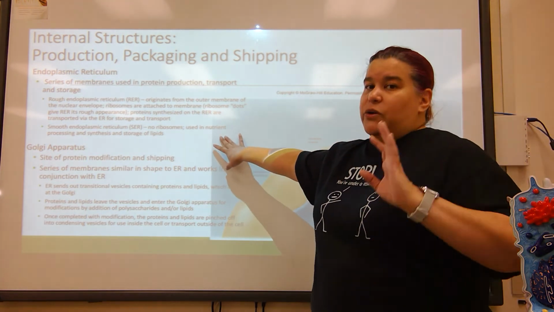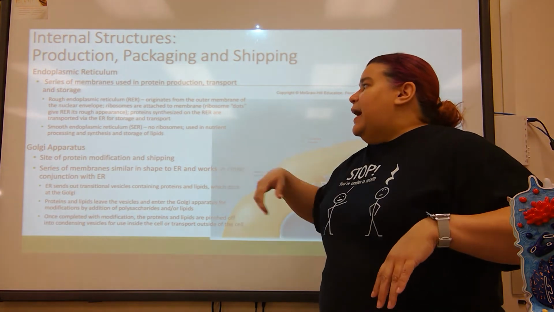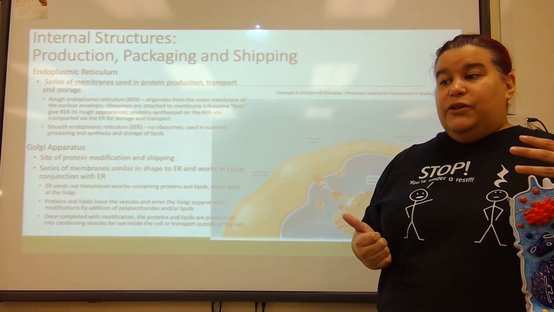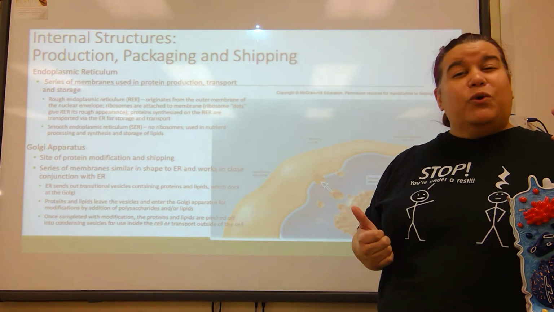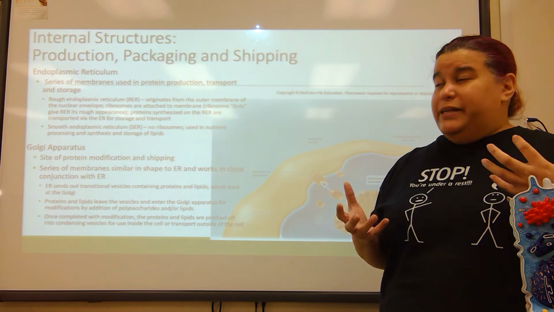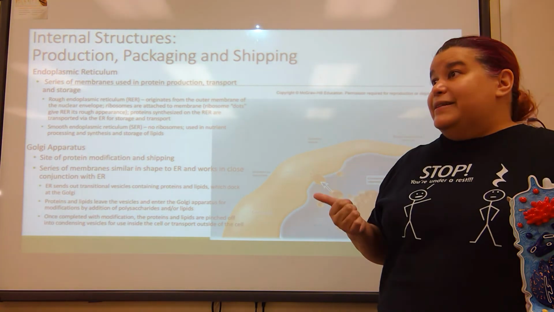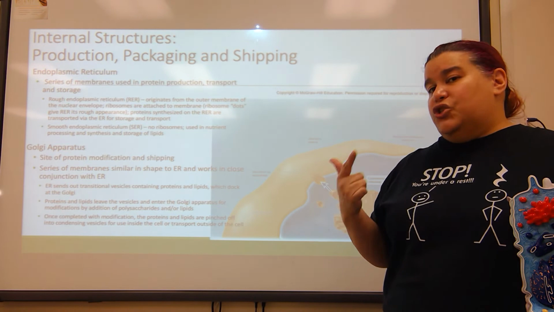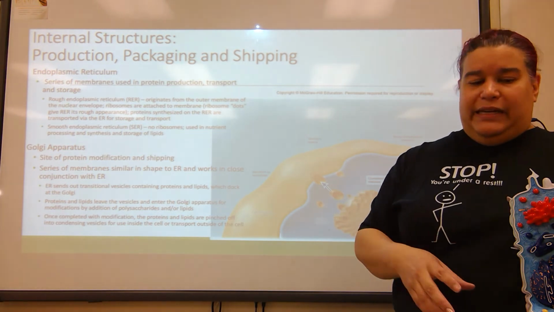So we have no ribosomes, that's the reason that it's smooth, and it's used in nutrient processing. It can be used to do the chemical reactions that we need to process nutrients, and it can be used to make lipids and to store lipids if we need it.